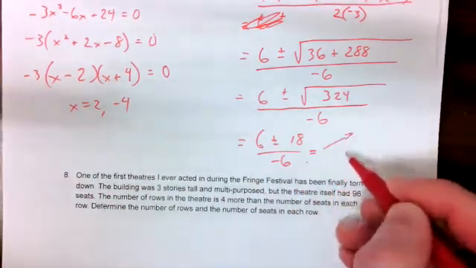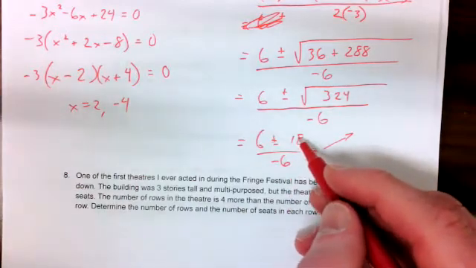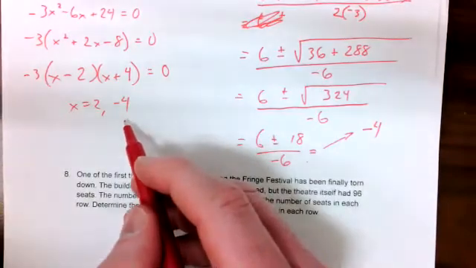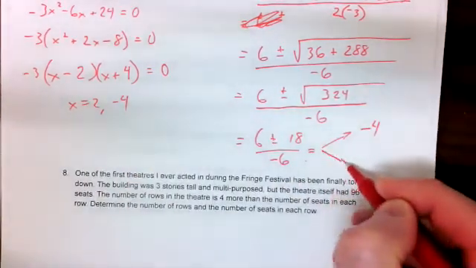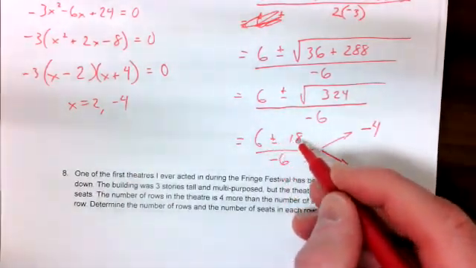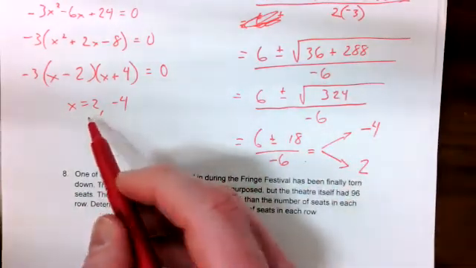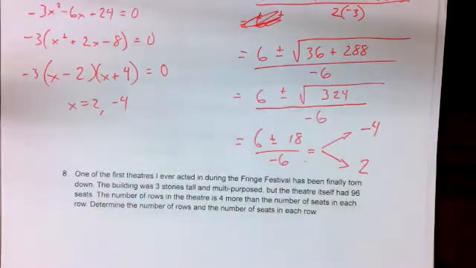So we're going to have two answers, right? 6 plus 18 is 24. 24 over negative 6, negative 4. 6 minus 18 is negative 12. Negative 12 over negative 6, positive 2. So if it works, it works.